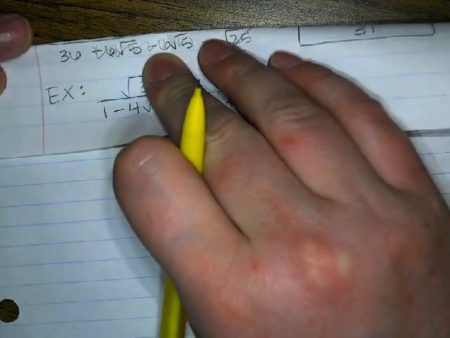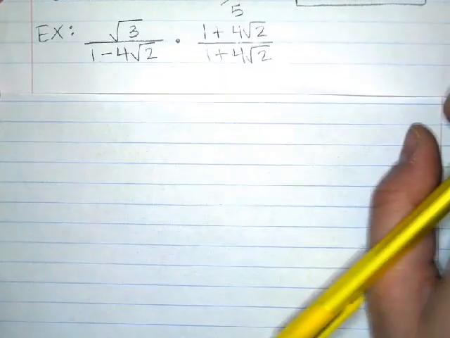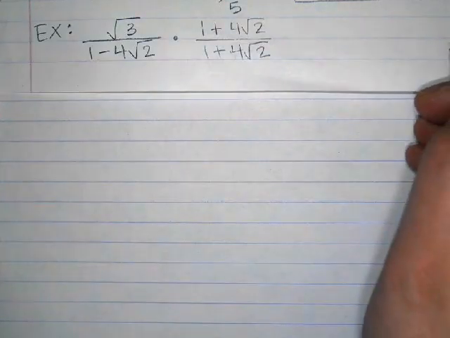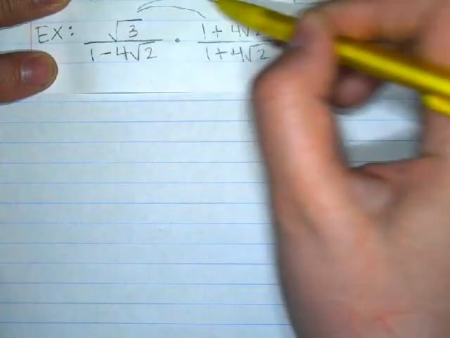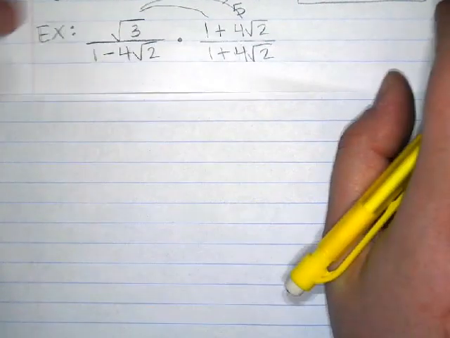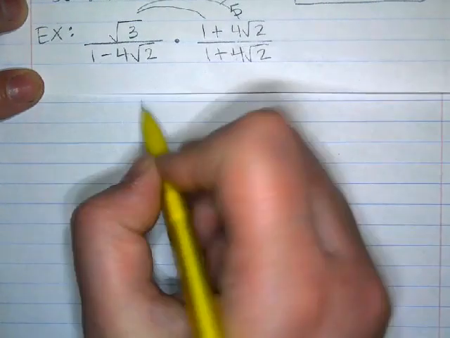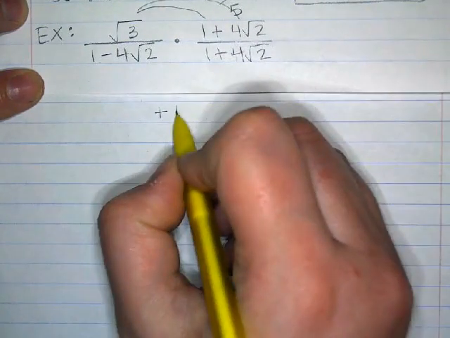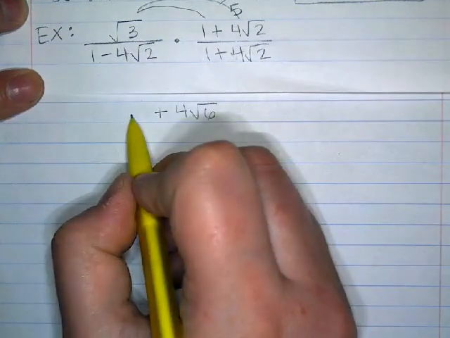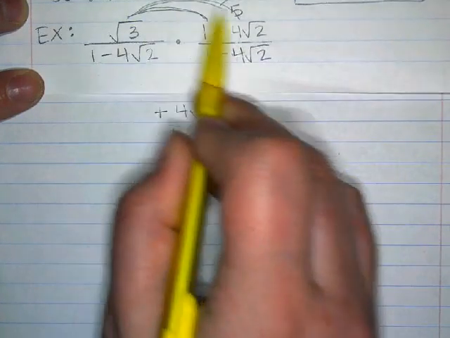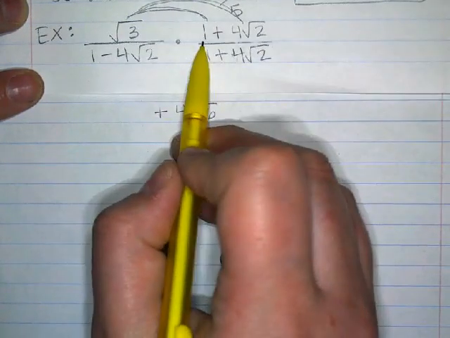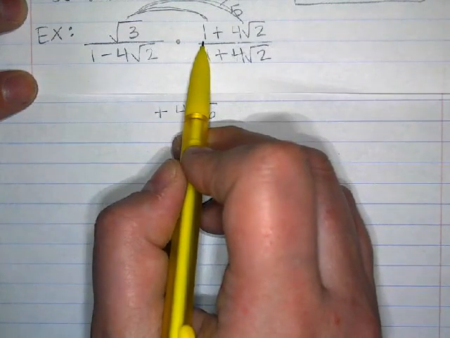Sorry, I'm running out of paper, so I'm gonna fold this over. Okay. So for the top, what do we get? Okay, 4 root 6. What'd you say for the first part? I agree with the 4 root 6. I don't agree with the 1. 1 root 3 or just root 3. Okay.